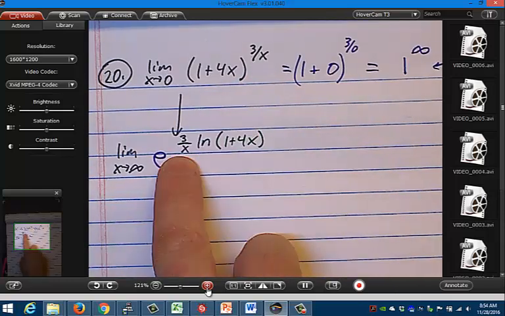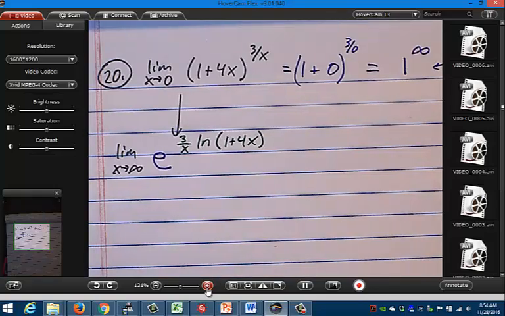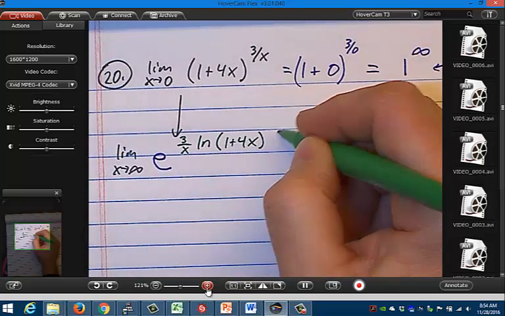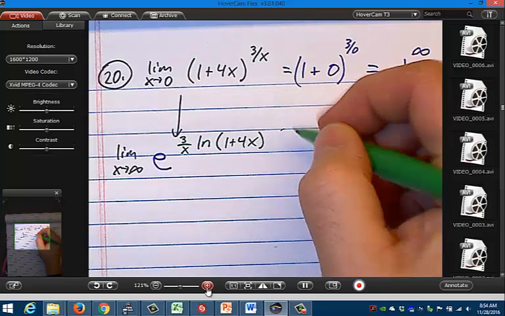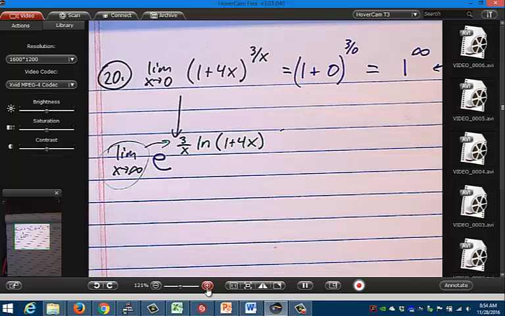Okay. So this is what I have, right? I bring that 3 over x out front, and I have this. And so again, the idea is, let's compute this limit first, right? We basically have to take the limit of the exponent. Then we'll apply e.